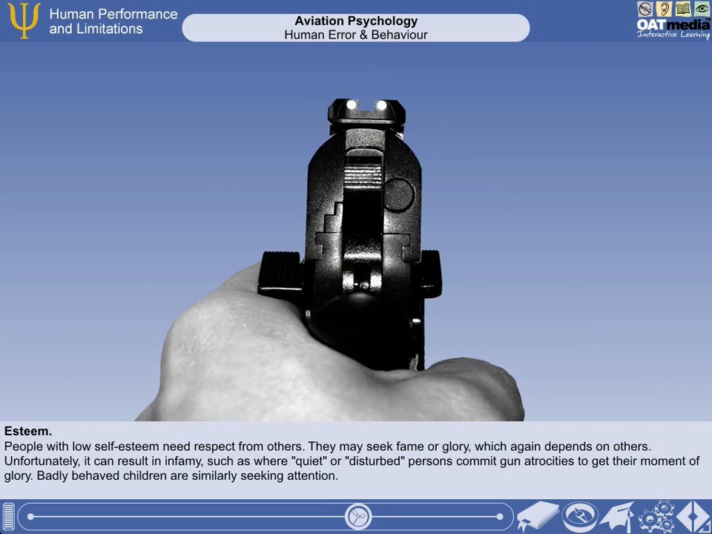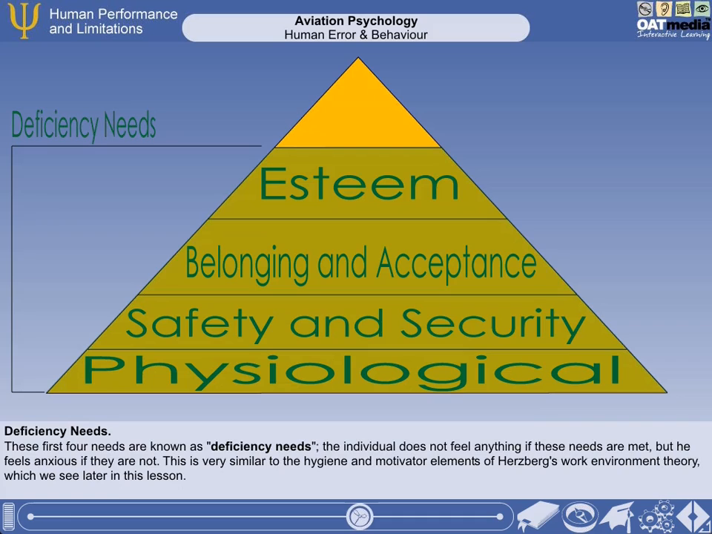People with low self-esteem need respect from others. They may seek fame or glory, which again depends on others. Unfortunately, it can result in infamy, such as where quiet or disturbed persons commit gun atrocities to get their moment of glory. Badly behaved children are similarly seeking attention. These first four needs are known as deficiency needs. The individual does not feel anything if these needs are met, but he feels anxious if they are not.